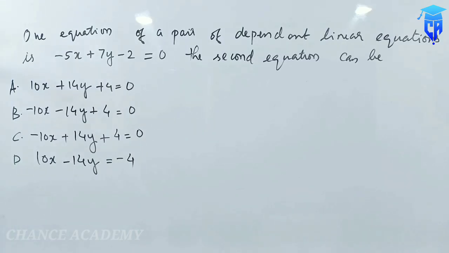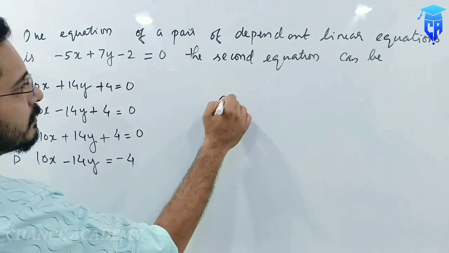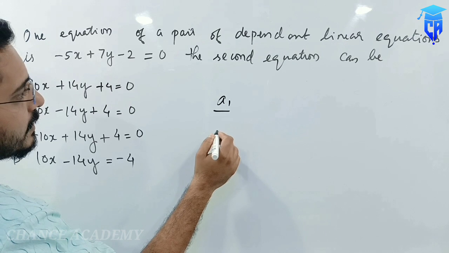Next question is again from pair of linear equations in two variables. It's again an MCQ. One equation of a pair of dependent linear equations is minus 5x plus 7y minus 2 equal to 0. The second equation can be, that's the question.